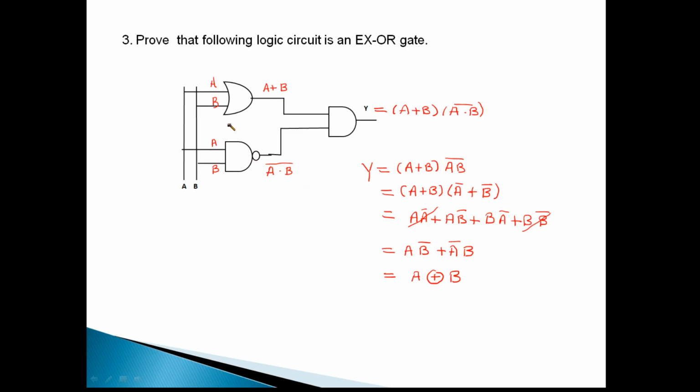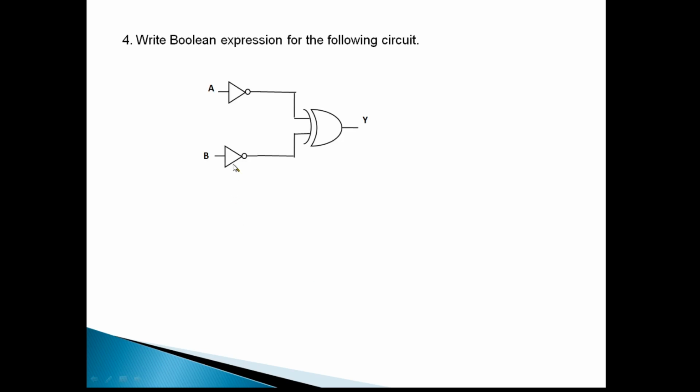What we have done? We have written down the data flow through the gates. We have found the equation for the given logic circuit, and then that equation is simplified into a form which is actually the XOR expression, right? So let us move further. There is one more question here.